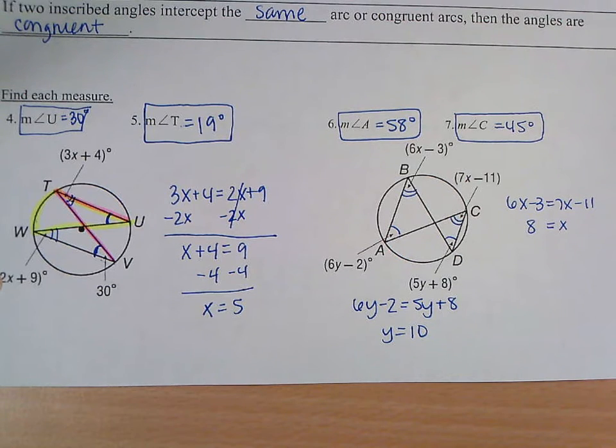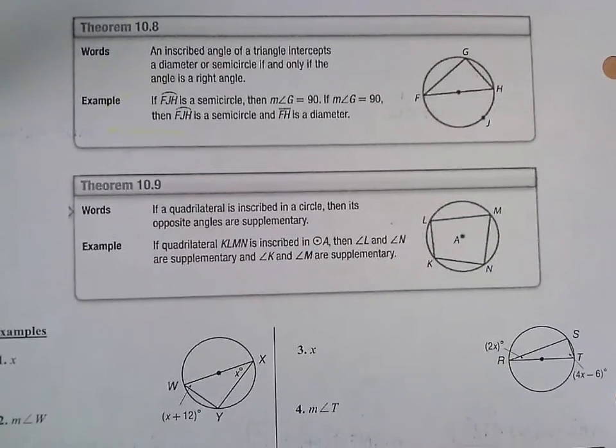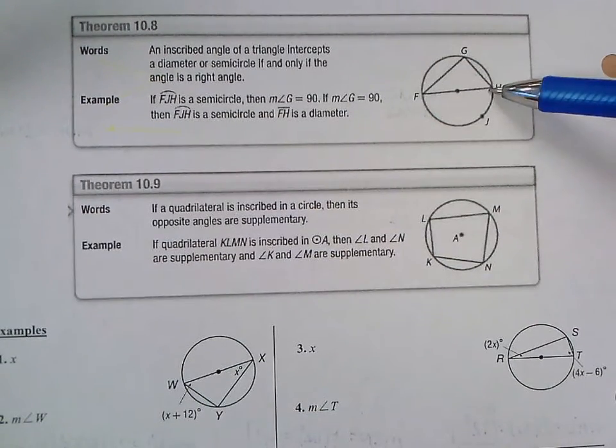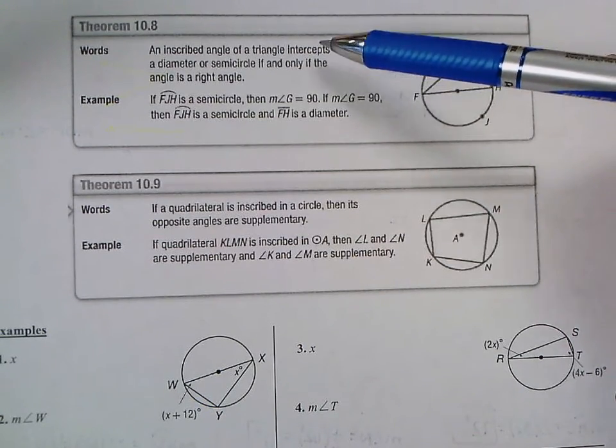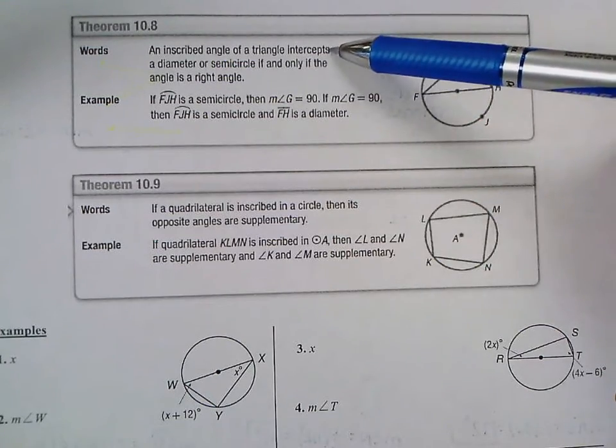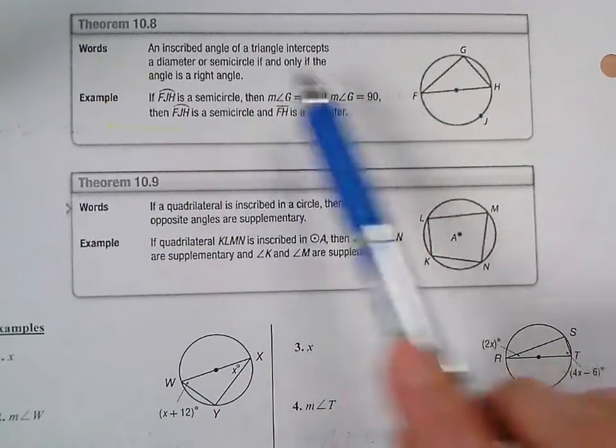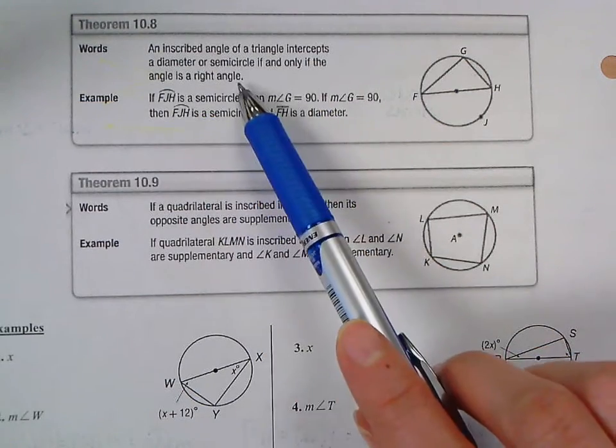Okay, any questions with inscribed angles? All right, so then getting into inscribed polygons, and we're just looking at triangles and quadrilaterals specifically. Need your attention up here though, please. So for triangles, this one says that an inscribed angle of a triangle intercepts a diameter or semicircle if and only if the angle is a right angle.